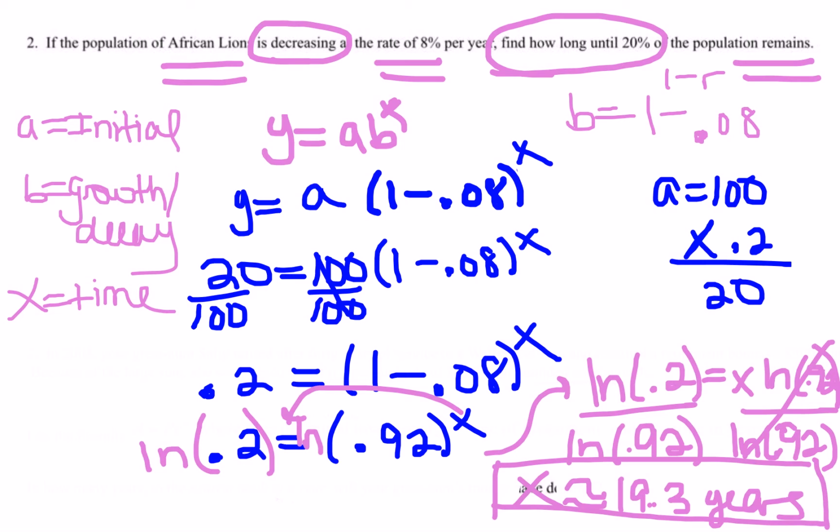So basically, if you chose any initial population, like say you chose 50 lions or say you chose 20 lions to start out with, even when you multiply by 0.2, you get a value. You're going to divide by that same initial value, and you'll still obtain a value of 0.2. So it doesn't really matter. The whole idea is that you're setting the equation equal to an equivalent 20%, which would be 0.2 in decimal form.